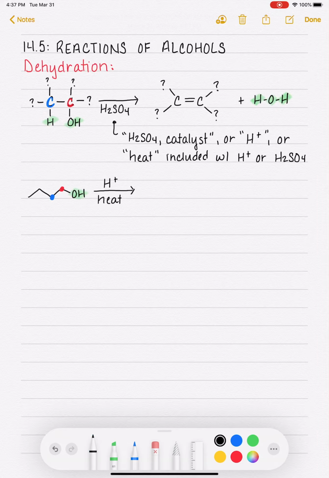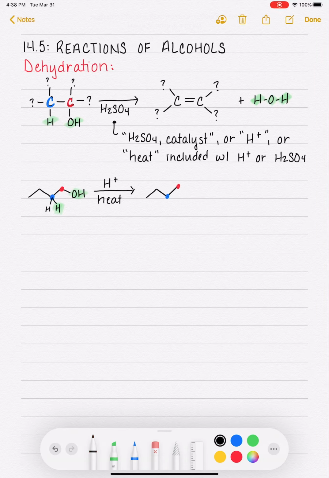And I want to make sure, it's not necessary to draw it, but I want to make sure that there's at least one hydrogen on the blue carbon, because that's a requirement. One of those hydrogens has to go away in order for this reaction to work. So once I have identified my red carbon and my blue carbon and my OH and my H that's going to disappear, I am going to redraw my molecule. I'm going to not forget about my red carbon and my blue carbon.